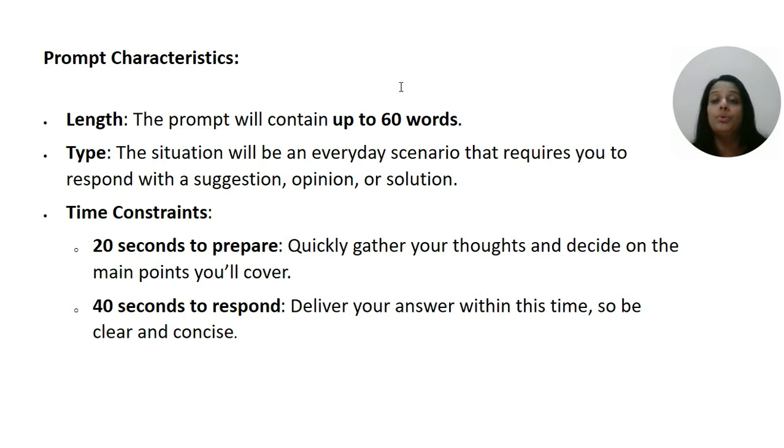When it comes to the prompt characteristics, the first one is length. The prompt will contain up to 60 words. And the type of the prompt could be any situation that you will encounter on an everyday basis, which requires you to respond with a suggestion, opinion, or a solution. And we do have time constraints.